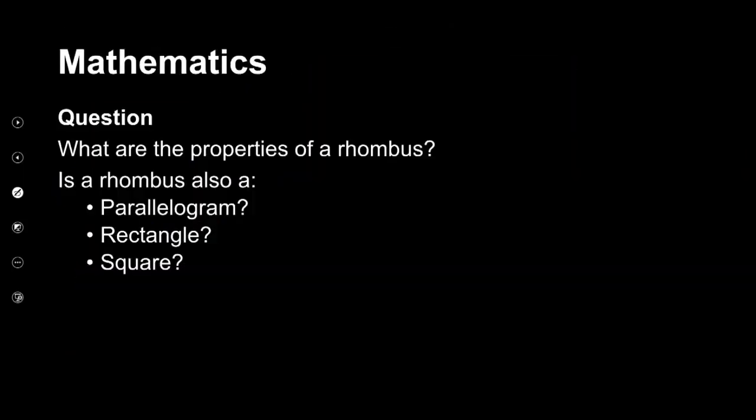So now, what are the properties of a rhombus? That's the first question we're going to ask ourselves, and we're going to explore that. Then the second question is, based on those properties, can I classify it as a parallelogram, as a rectangle, or even as a square, and why will I be able to do that?